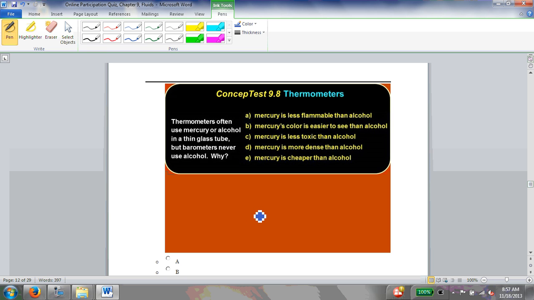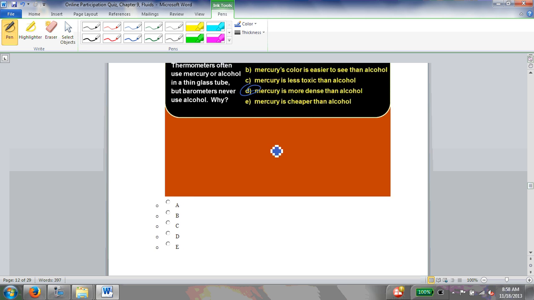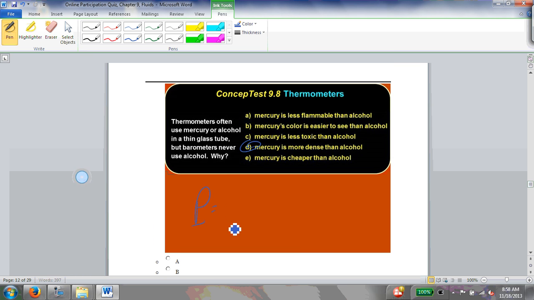You don't use alcohol in a barometer because mercury is more dense. You had a homework problem like this where you use wine, I think, or water in a barometer, and you get a very large height of column, like 10 meters. So use mercury because it's more dense. Because remember, P is equal to rho g h. So if rho is really big, that means your height can be very small.